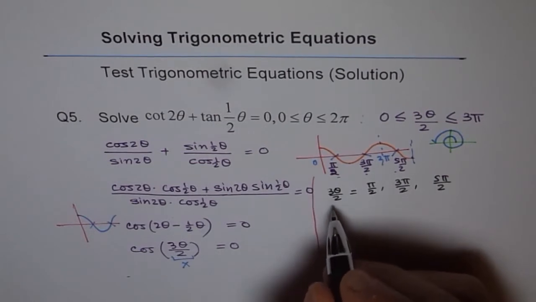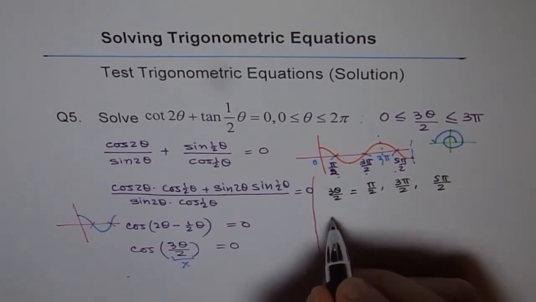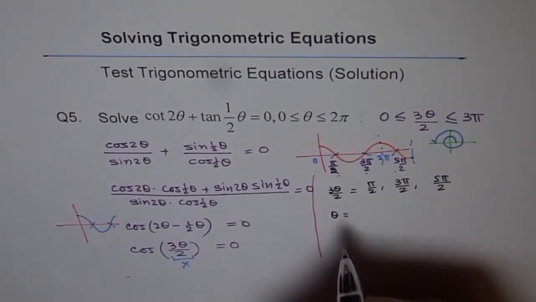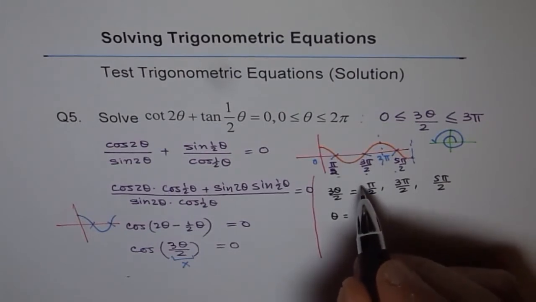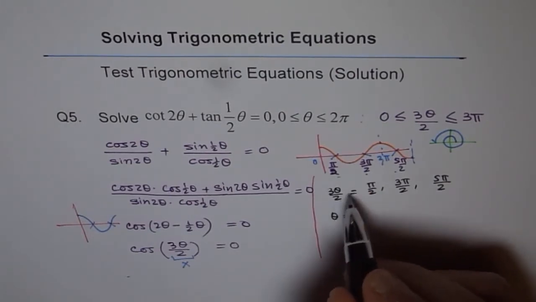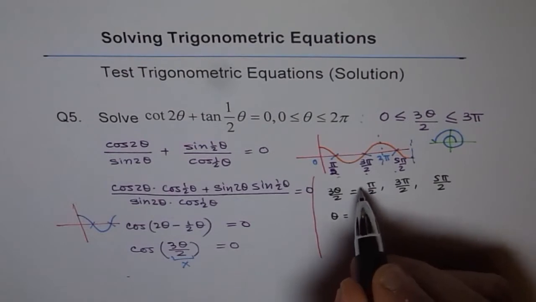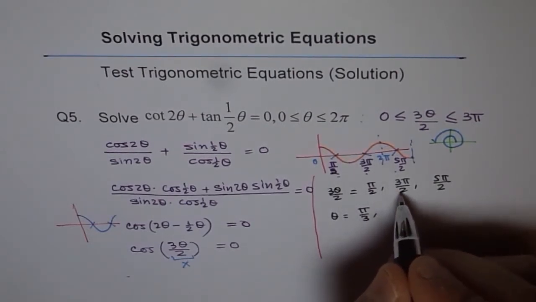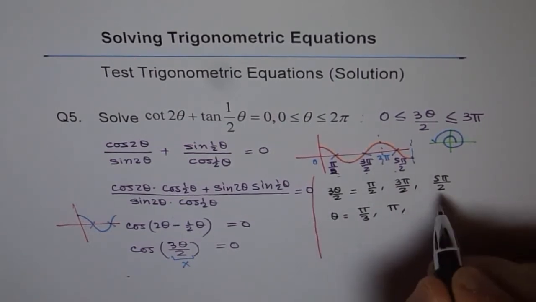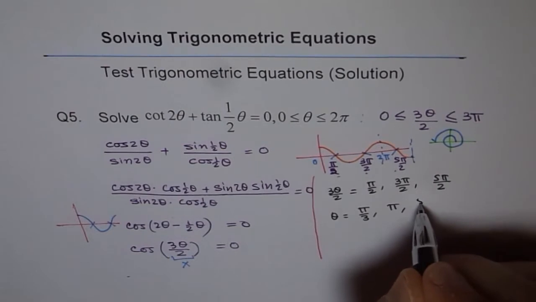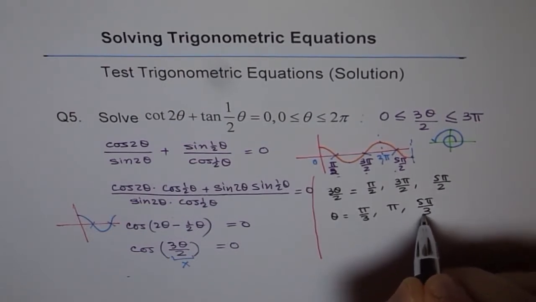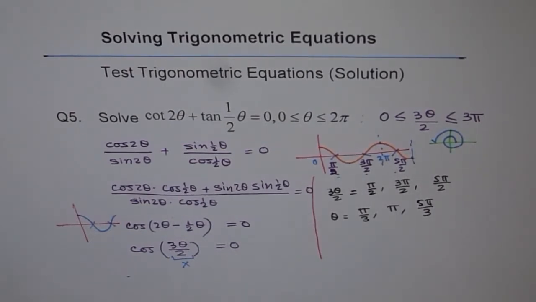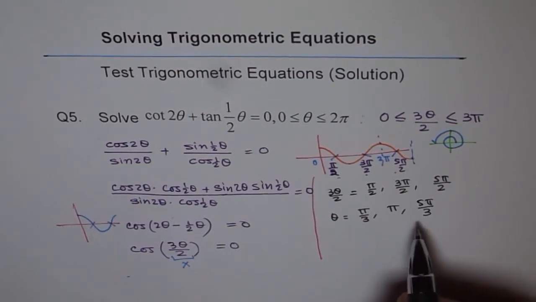Now, from here we can solve for theta. What is theta equal to? We multiply all by 2 over 3, right? When you multiply by 2 over 3, the 2 gets cancelled and we get pi over 3 here. Then the 2 and 3 get cancelled and we get pi here. And in this case, we get 5 pi over 3, right?